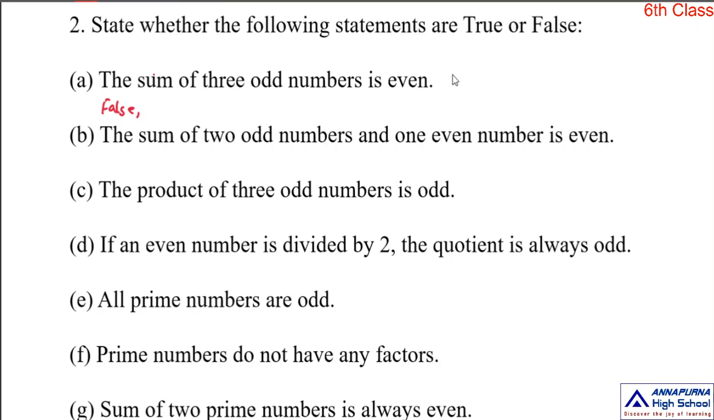For example, 1 is an odd number, 3 is an odd number, 5 is an odd number. First, we add these three odd numbers and check the result. 1 plus 3 plus 5. 1 plus 3, 4. 4 plus 5, 9. 9 is an odd number.